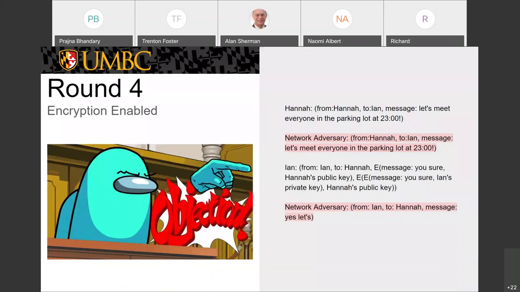This is continuing on with only encryption enabled. This is Hannah to Ian. Hannah decided she wants to meet everyone at the parking lot at 11 o'clock at night. And the network adversary obliged this message. It is not encrypted. Ian, not exactly being sure what's happening, decides to send a message checking and making sure she actually knows who it is. And he's doing something a little bit different. He's encrypting the message itself with Ian's private key, as well as Hannah's public key. And this is an attempt to make a digital signature just using encryption. But the adversary just gets rid of it and it doesn't work. So next slide.